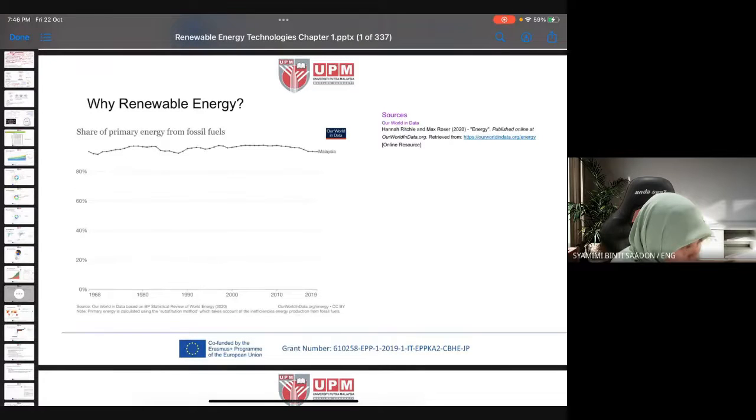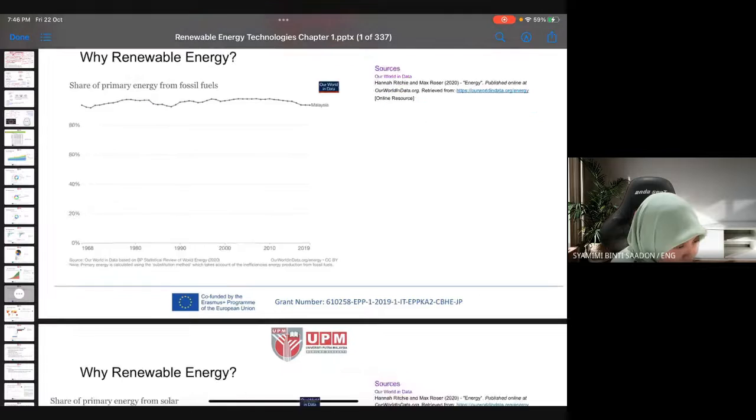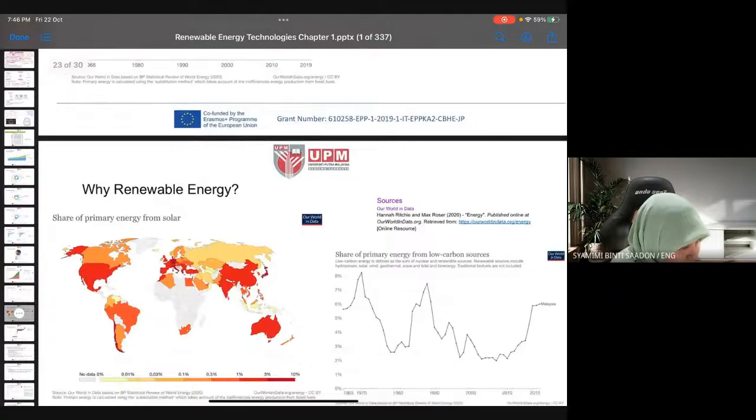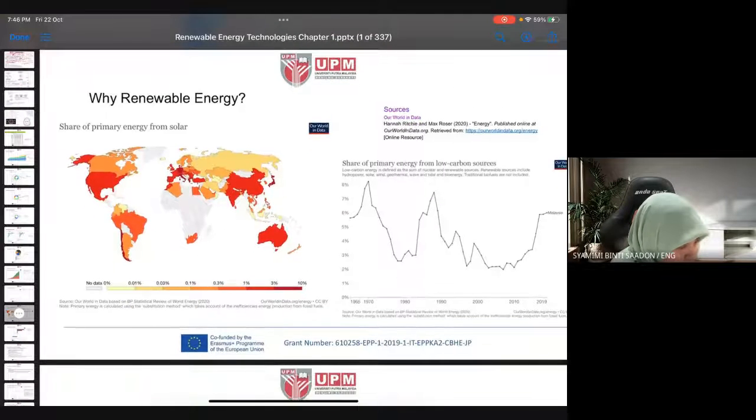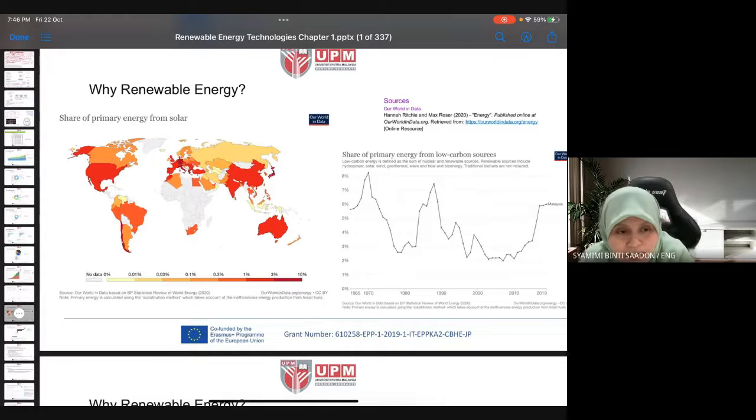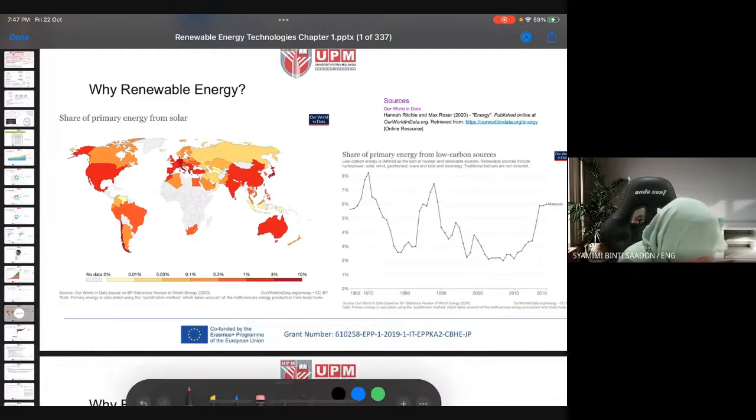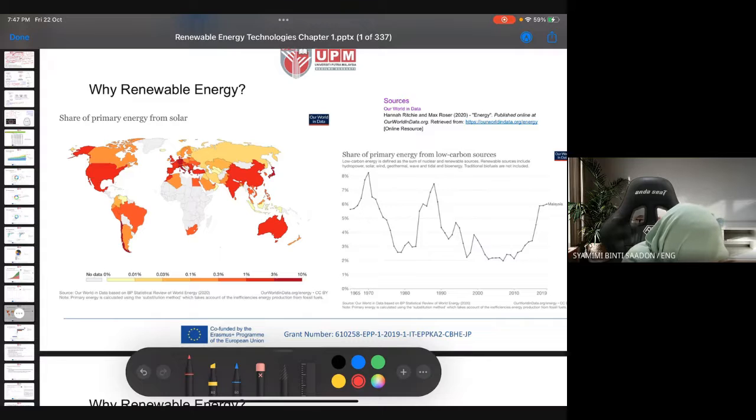Okay, lagi Malaysia, share of primary energy from fossil fuel. So from fossil fuel, oil semua tu still dominant, more than 80%. And then share of primary energy. Okay, so I just pick some of the renewable energy that been used, been developed worldwide. Okay, not just Malaysia.